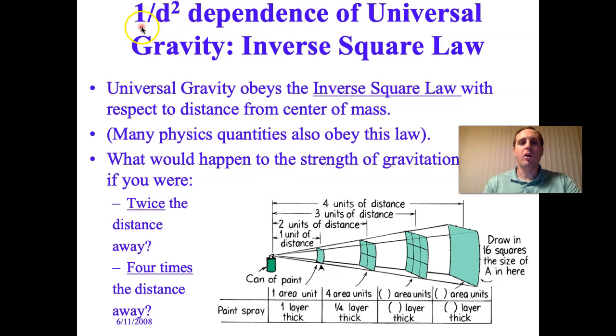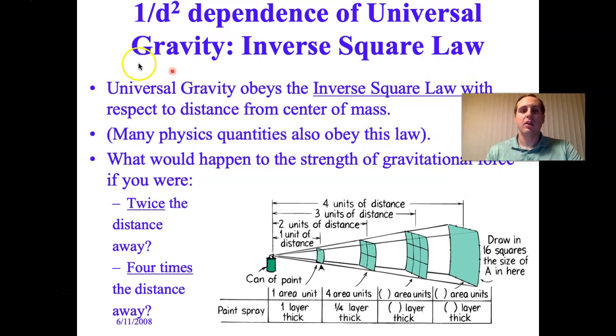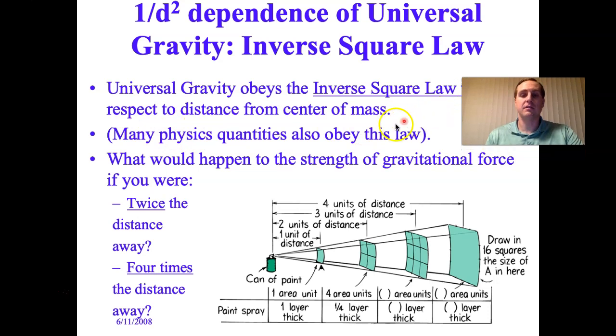Now what about that 1 over d squared, or 1 over r squared dependence for the universal gravity equation? This is often called the inverse square law, and I'd like to spend some time understanding why this is so important. Universal gravity obeys the inverse square law with respect to distance from the center of mass.